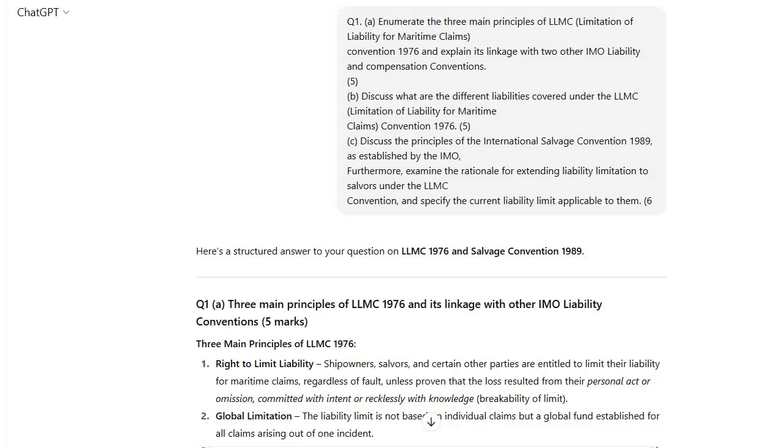Now, going to the first question, that is to enumerate the main 3 principles of LLMC, that is limitations of liability of maritime claims as per the Convention 1976, and explain its linkage with two other IMO liability and compensation conventions. Part B of the question is to discuss what are the different liabilities covered under the LLMC, and Part C is to discuss the principles of the International Salvage Convention 1989 as established by IMO. Furthermore, examine the rationale for extending the liability to salvors under the LLMC Convention and specify the current liability limit applicable to them.